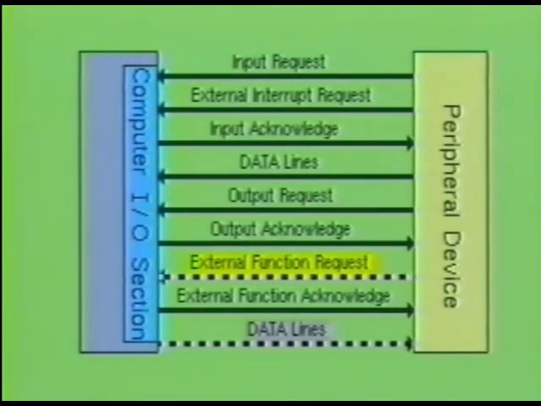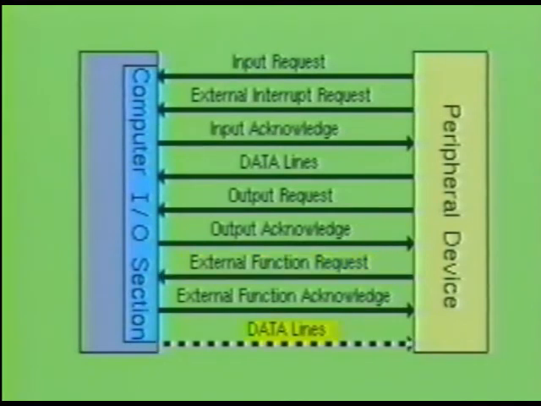After the peripheral device sees the computer's command, it sends a control signal through the external function request line which informs the computer that it is ready to accept the function code word. Next, the peripheral device reads the function code word and prepares the device for the next command. The function code word will specify the type of operation the device is to perform.